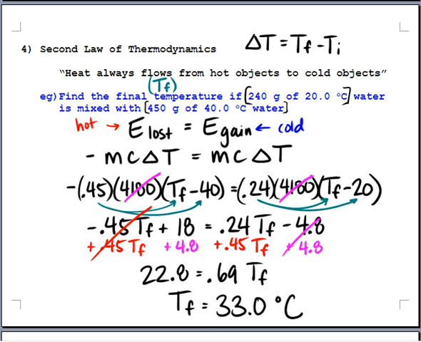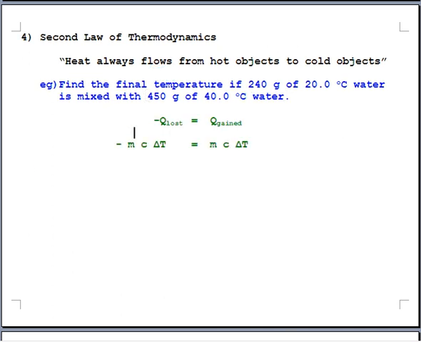Let's try one more together quickly. It's mainly the setup that I'm concerned about, to be honest, and then it's a bunch of number crunching after that. So let's try one more.